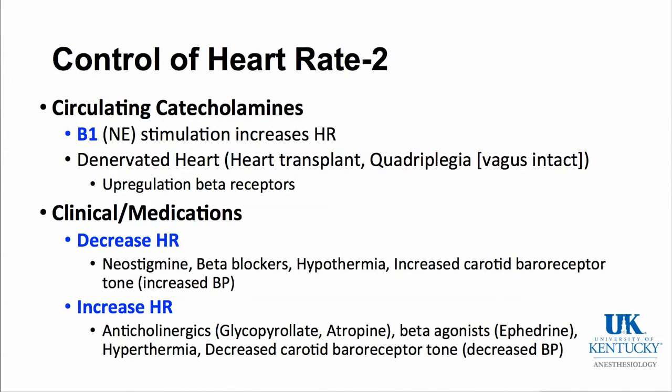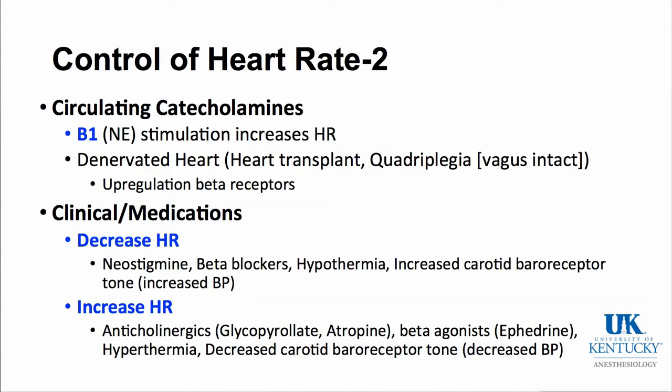Circulating catecholamines via beta-1 receptors stimulate increases in heart rate. Norepinephrine and epinephrine will do this. In a denervated heart, i.e. a heart transplant where the heart is removed, the vagus nerve is cut, and the sympathetics are also cut, T1 through T4, the cardioaccelerators, this heart is then called denervated, and it will undergo upregulation of the beta receptors and still be responsive to beta stimulation.